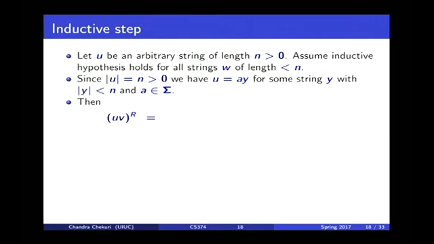We write (uv) reverse as (ayv) reverse, which is (a(yv)) reverse. Can we now use something? What did I use here? I used associativity. Now can I apply induction? Why? Because y is of length one less than the length of u. So I can use the induction hypothesis.